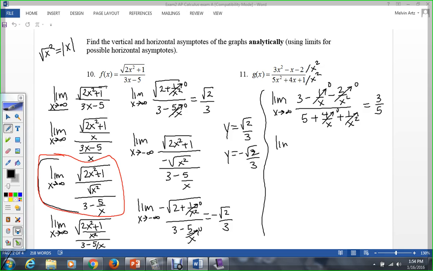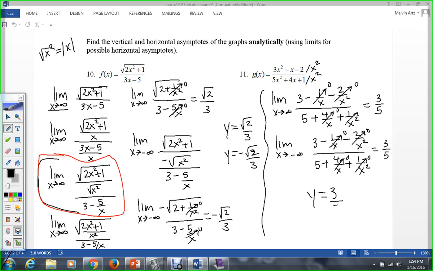And we'd also have to check negative infinity. But the process would still be exactly the same. All over 5 plus 4 over x plus. Now, as x goes to negative infinity, this still goes to 0. This still goes to 0. Goes to 0. Goes to 0. So we get 3/5. So we have a horizontal asymptote at 3/5.